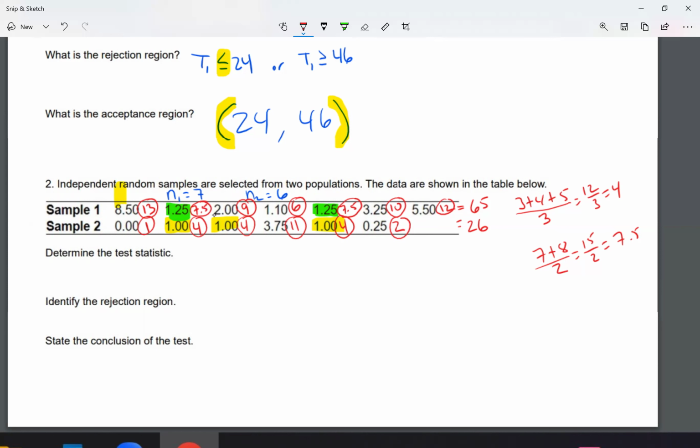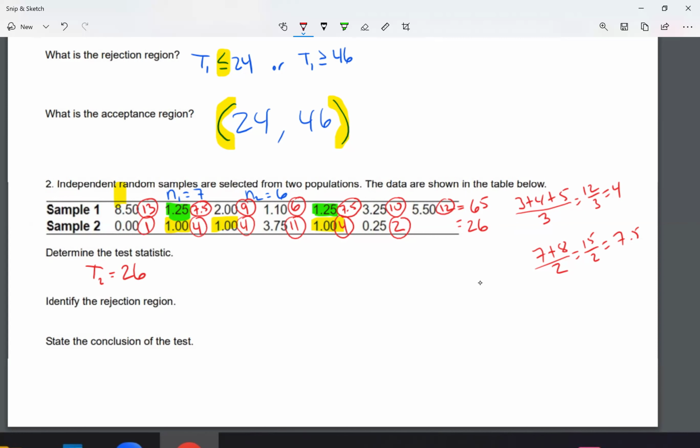When I added my rankings from sample 1 and sample 2, obviously I got different numbers. The smallest number is going to be my test statistic. So in this case, 26. Right? 26 is smaller than 65. It is from my sample 2. So I'm going to call this T2 is equal to 26.